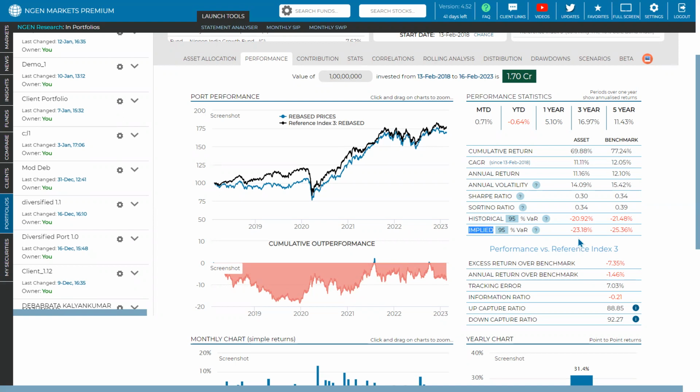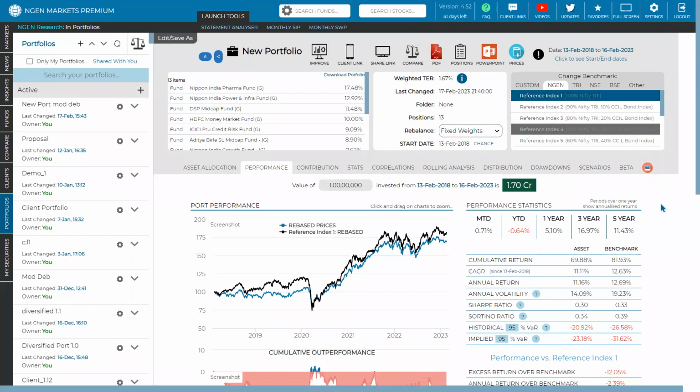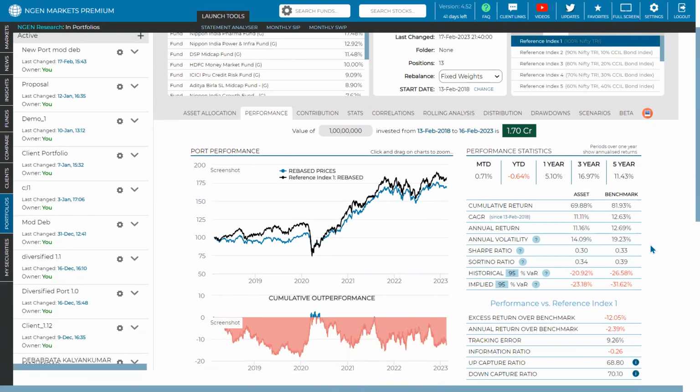So here you can gauge any benchmark. Even if I change the benchmark, let's say to 100% Nifty TRI, I can easily gauge what if I hold the entire portfolio in equity. What if the benchmark is the entire 100% Nifty TRI? Is it risky or not? You can definitely see it's riskier. It's negative 26 for a 5% confidence interval.